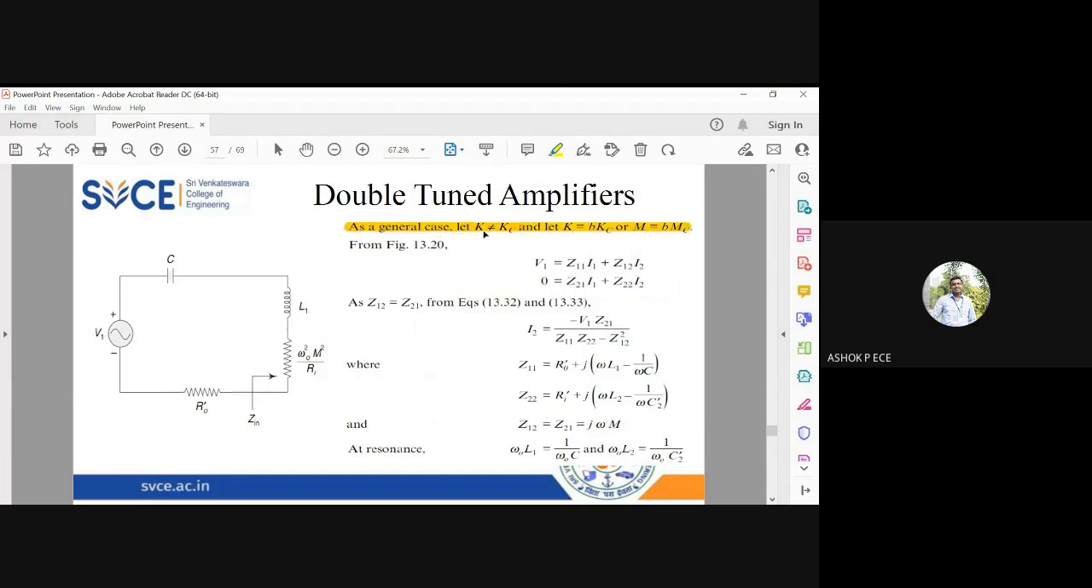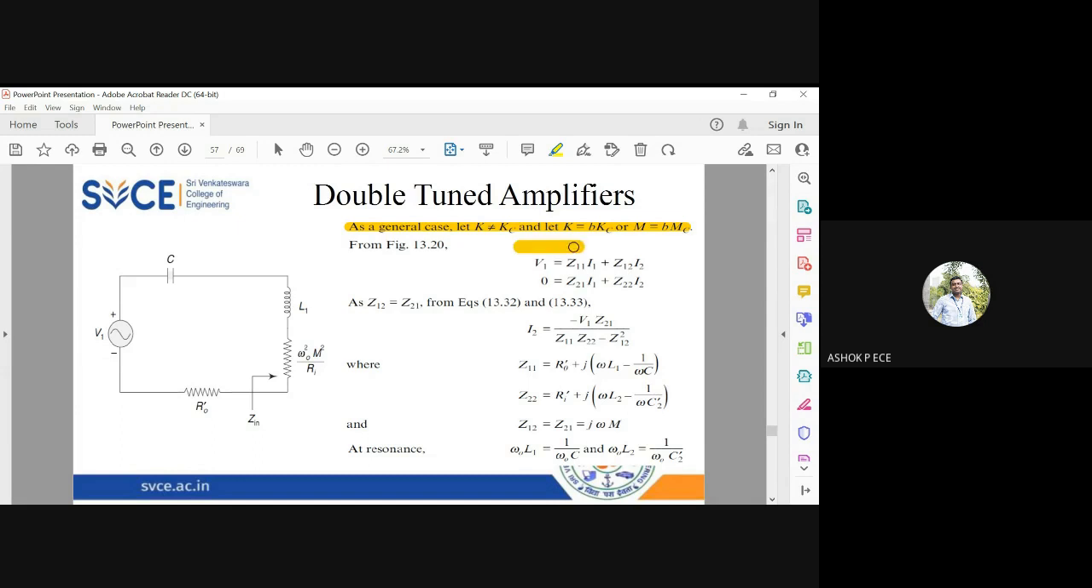So in a general case, you see K is not equal to Kc, which means that K is a fraction of Kc. And M is a fraction of Mc. See, K is the coupling coefficient and M is the mutual inductance. So in other cases, other than your resonant condition, your value of coupling coefficient will be some fraction of the critical coupling coefficient Kc, and your mutual inductance will be some fraction of the critical mutual inductance Mc. So both are the same fraction b because K and M are related, correct? You know K is equal to M by root of L1 into L2. So since K and M are related, if K is going to vary by a factor b, M will also vary by the same factor small b.